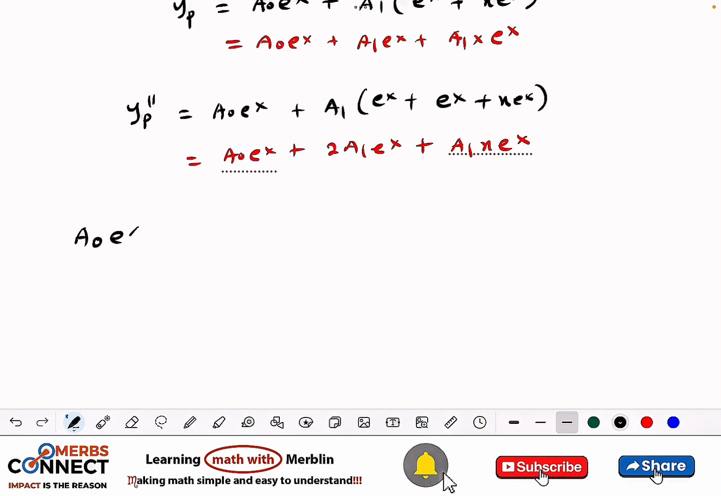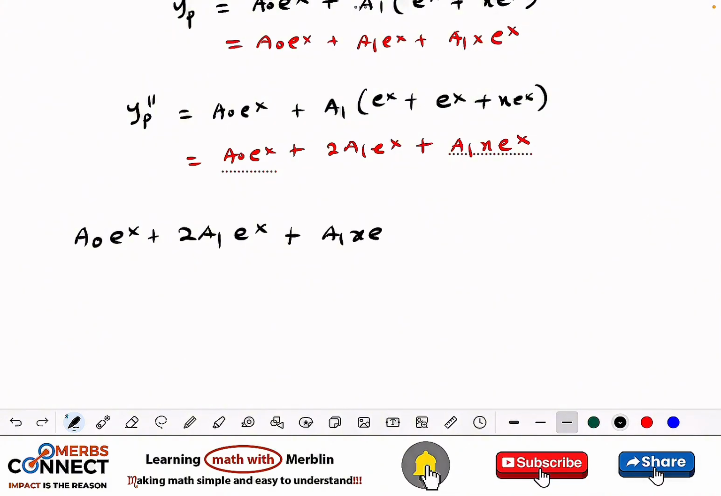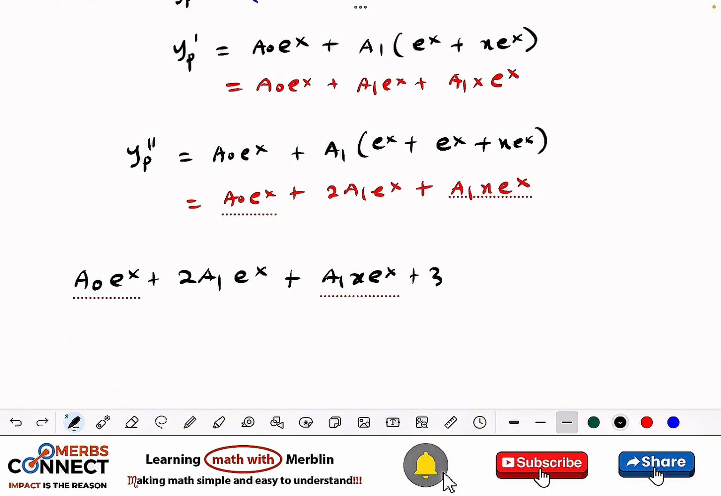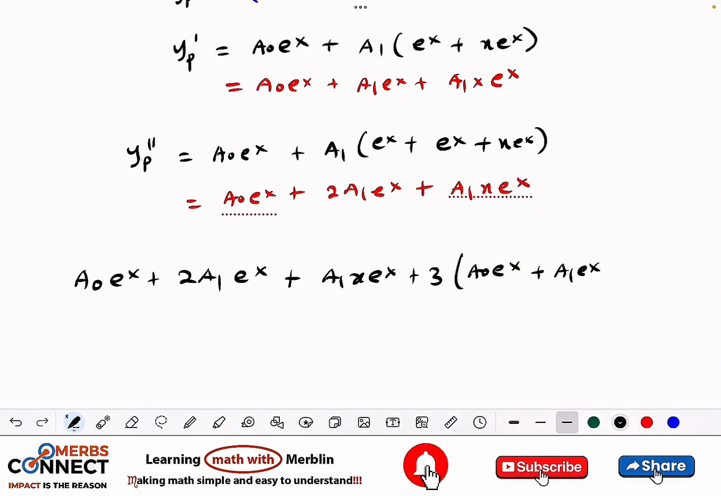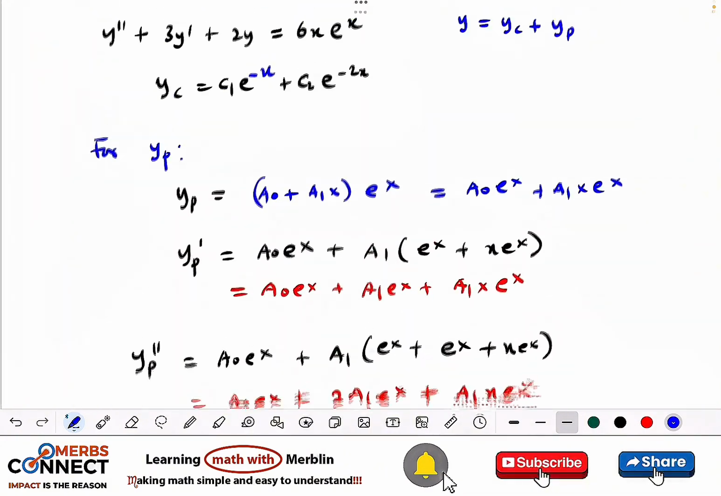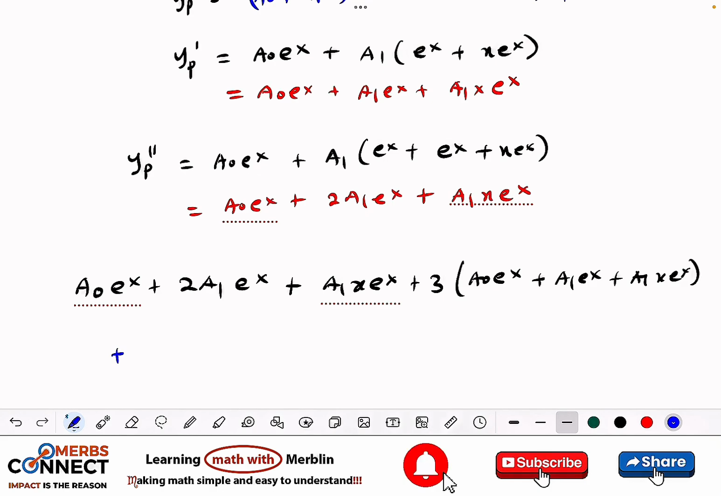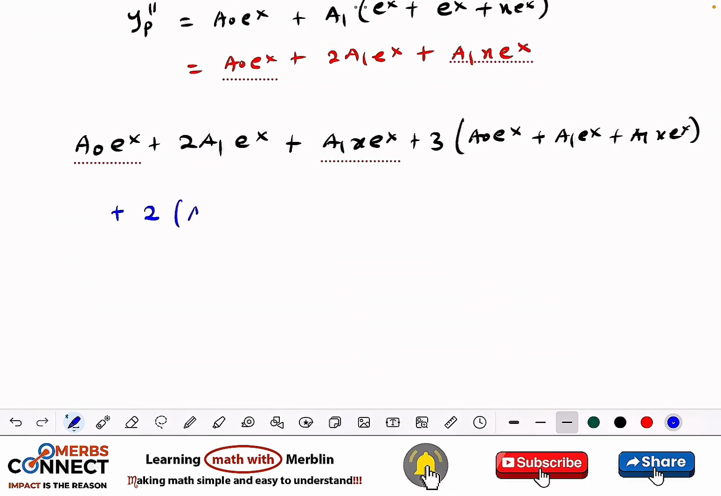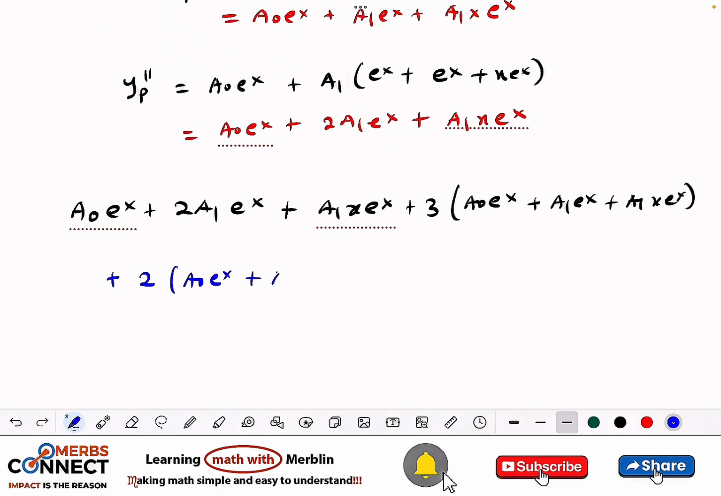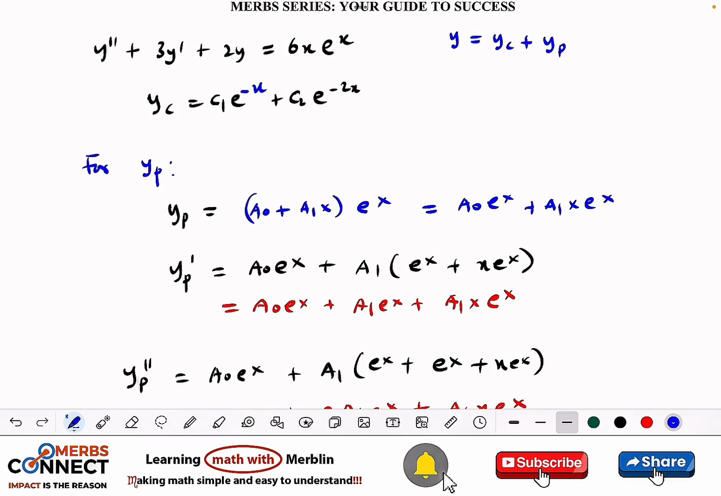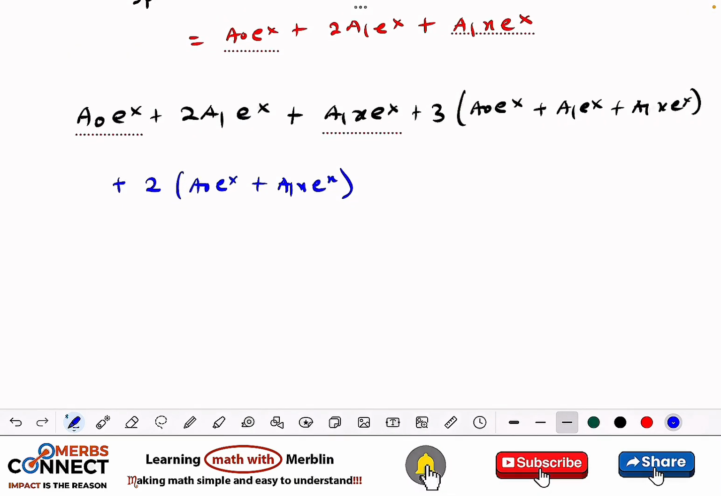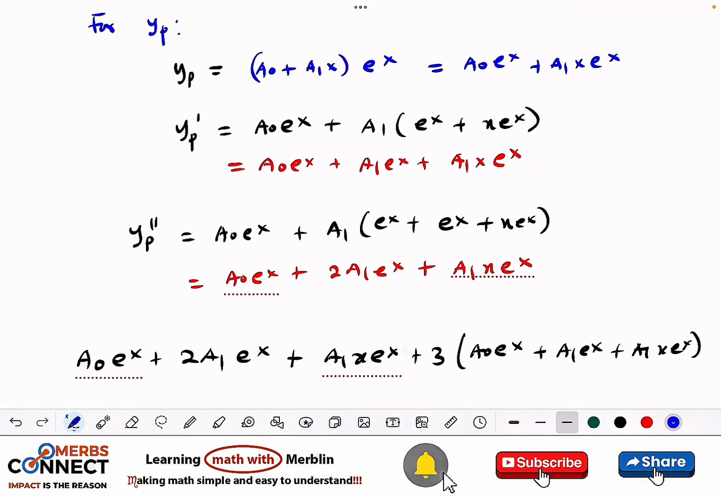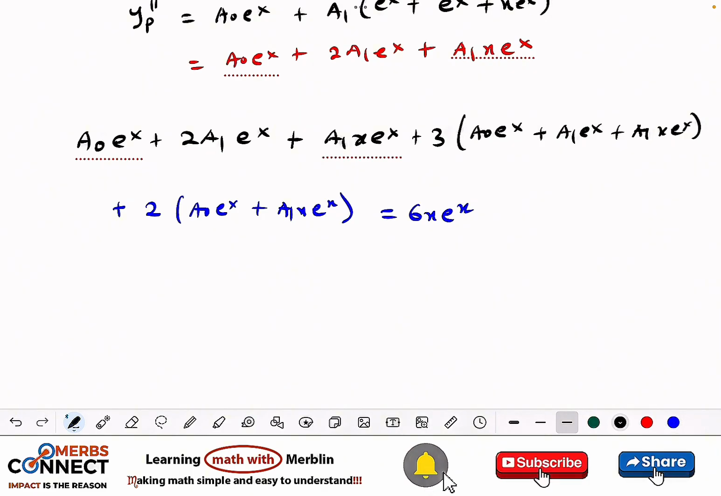So I'm going to have a naught x plus 2a1 e to the power x plus a1 x e to the power x plus 3 times y prime. So y prime is this. So multiply by 3 e to the power x plus a1 x e to the power x. And because we made a mistake, I just want to run through fast. And then 2 times y, right? Yeah, 2 times y. What is y? Okay, y is a naught e to the power x plus a1 x e to the power x. Is that right? Yes, of course, that's right. And this one should be equal to 6 e to the power x. Good. Now let's do the expansion and then we take it from there.